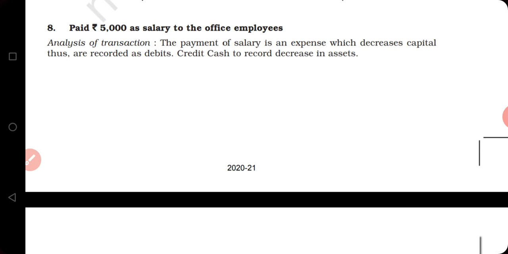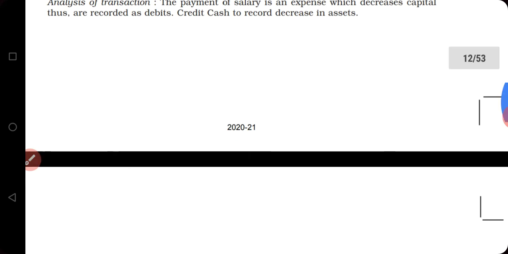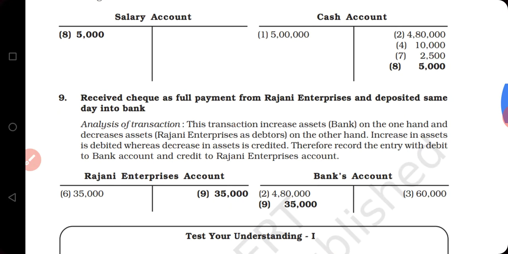Now 8th. Paid rupees 5,000 as salary to the office employee. One employee is there. You are paying salary rupees 5,000. This is also an expenditure. So again you will prepare the salary account. All expenditure is indicated on the debit side. So we will write 5,000 on the debit side. Another, the cash account will be affected by rupees 5,000, or 5,000 will be reduced from the cash. So we will show it on the credit side.